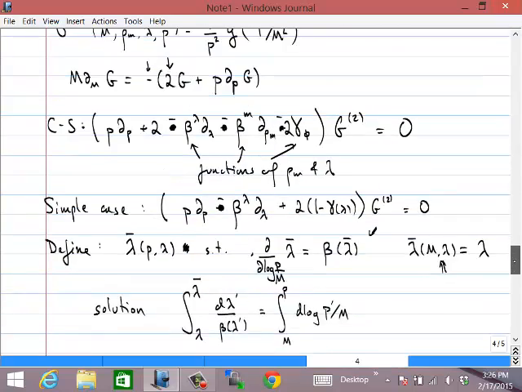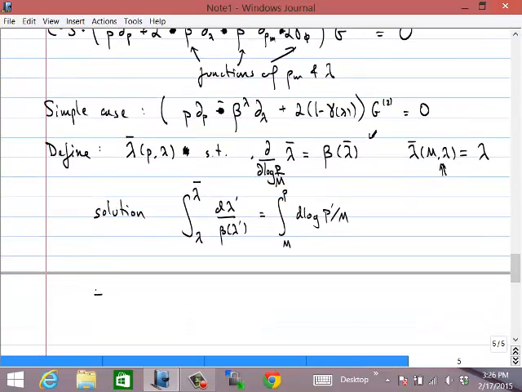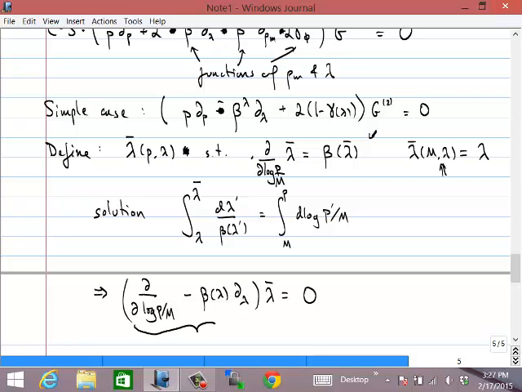So that reflects the fact that we're imposing this initial boundary condition here. And the point is that the derivative of lambda bar with respect to log p is just equal to the beta function times the derivative with respect to lambda. And the point is that this differential operator here is the same as this differential operator here.